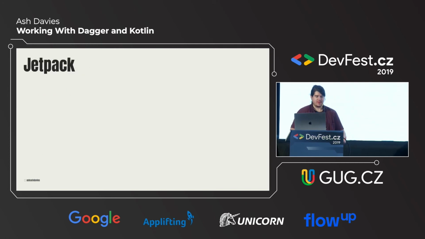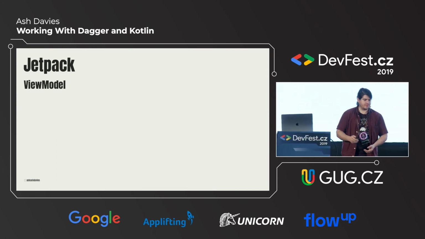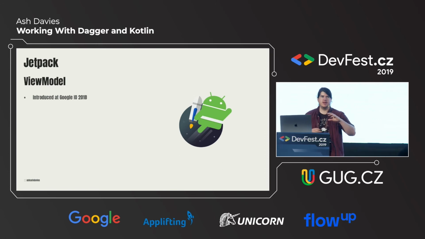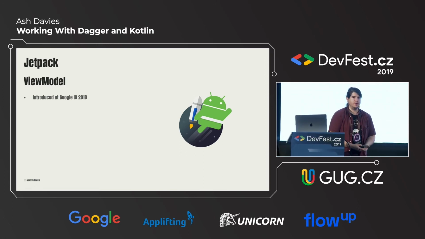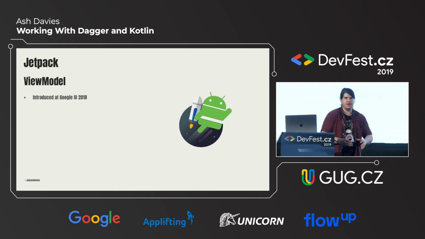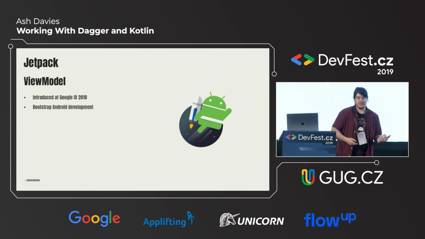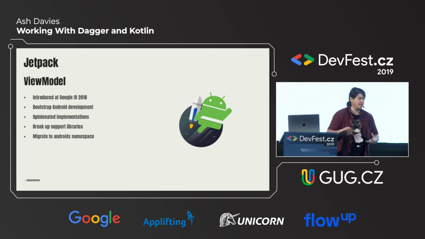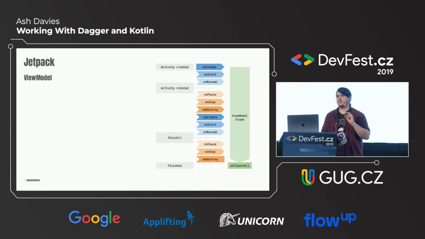So let's cover Jetpack a bit quickly, because I'm running out of time. So we've got the view model and other various things. Jetpack was like the opinionated implementation of various types of things in Android, so that you can kind of hit the ground running, and you can sort of bootstrap development and get going quickly. Introduced in 2018, bootstrap Android development, optimized implementations, sort of breaking up the support library as well, and migrating to the AndroidX namespace. But more importantly, introduces the concept of view models.